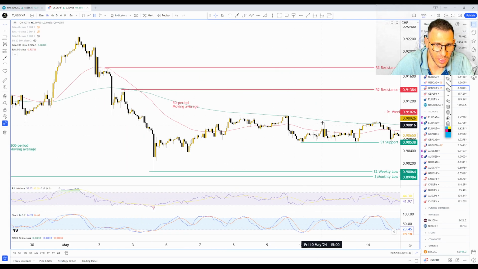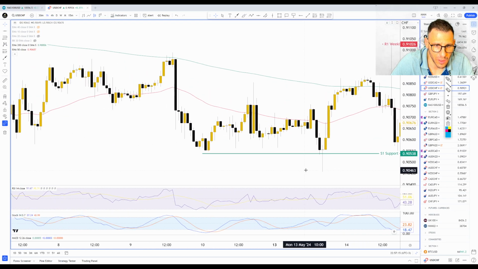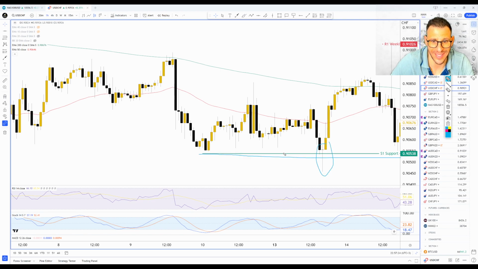Now we are on the hourly time frame. Okay, so on Monday we saw this doji candle at the support we had marked as a significant support. So if you were around here, you should definitely consider buying this candle here.